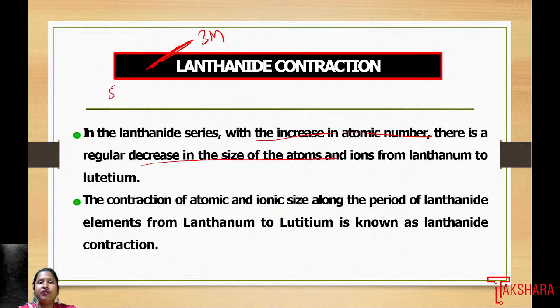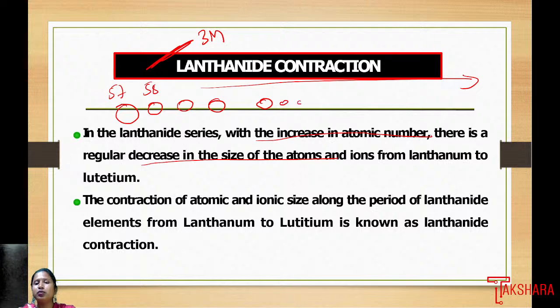Look, from 57 to 58 to 59 it starts like that. If 57 atomic size is like this, 58 will be even smaller, 59 even smaller, 60 even smaller, and 61, 62, 63 like that. So with the increase of atomic number, the size of the atoms is going to decrease regularly.